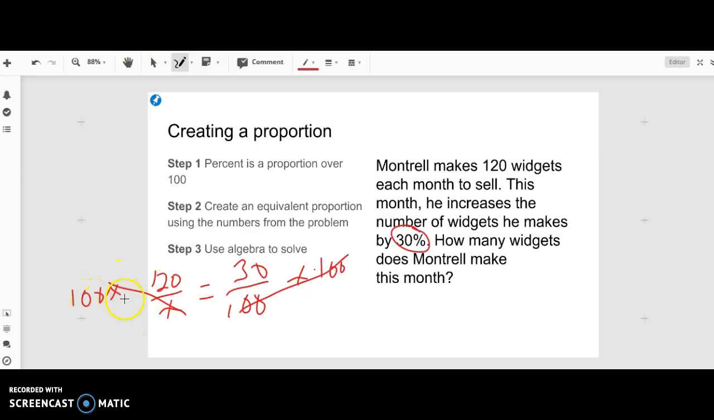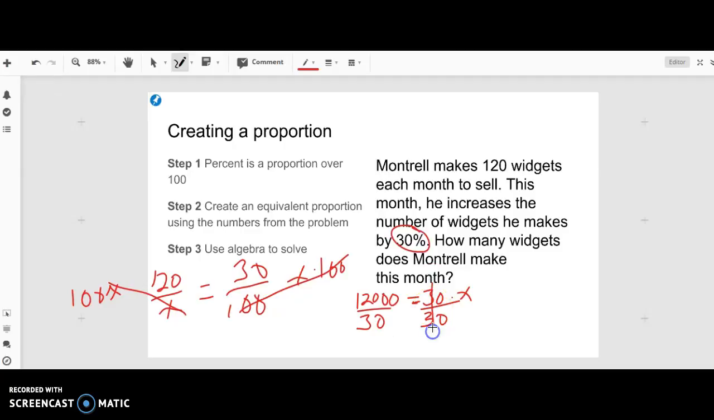So on the left, I've got 100 times 20. I'm going to write it over here. 100 times 120 is 120 plus 2 zeros, equals 30 times x. So now I know what 30 x's are. It's 12,000, but I don't want to know 12,000. I want to divide both sides by 30.